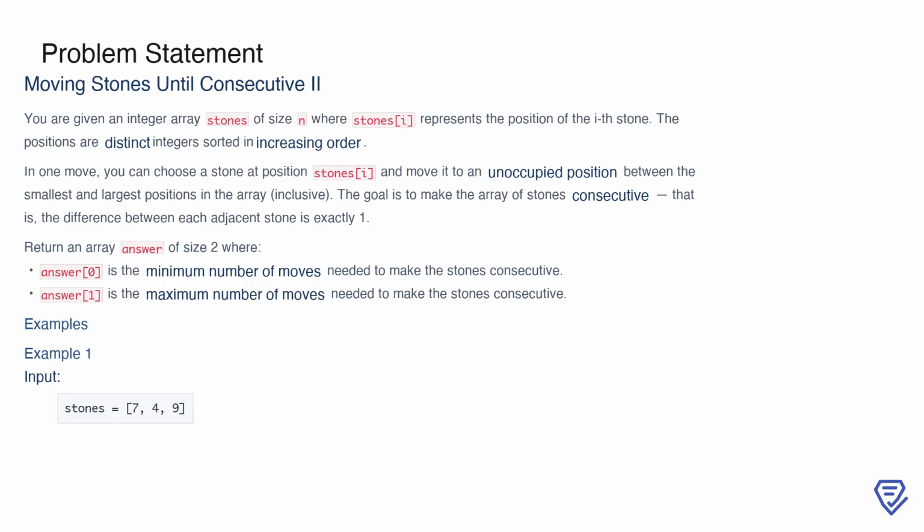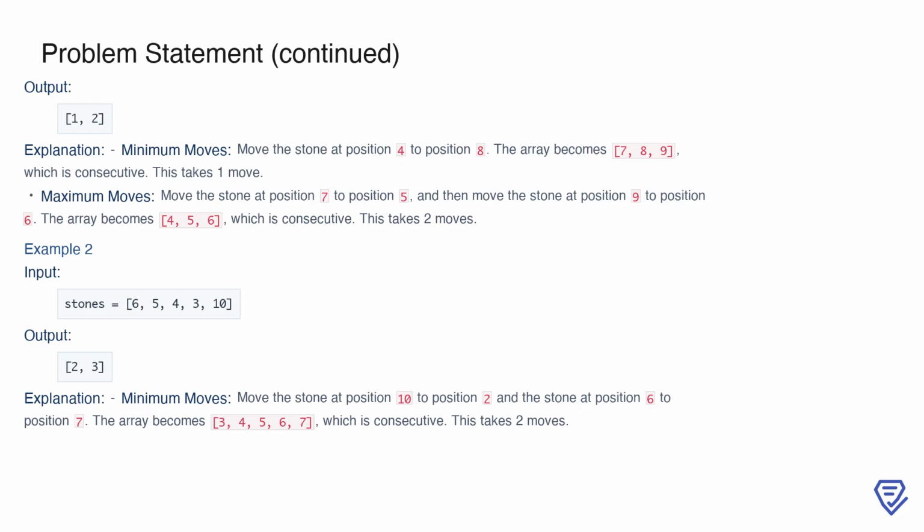of exactly 1. The output of the problem will be an array of two values, the minimum number of moves required to achieve this consecutive arrangement, and the maximum number of moves that could be needed. Let's examine some examples to understand this better. In the first example, the input array is stones equals 7, 4, 9. The output is 1, 2.